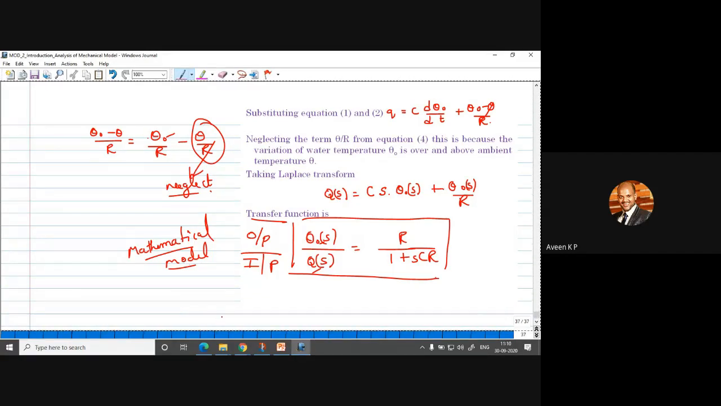For this class, it's enough till here. We have done problems based on translational motion and rotational motion in mechanical systems, and we have moved on to the thermal system. In the next class, I will consider one more example, a thermometer example, and we shall move on to the hydraulic as well as the pneumatic systems.